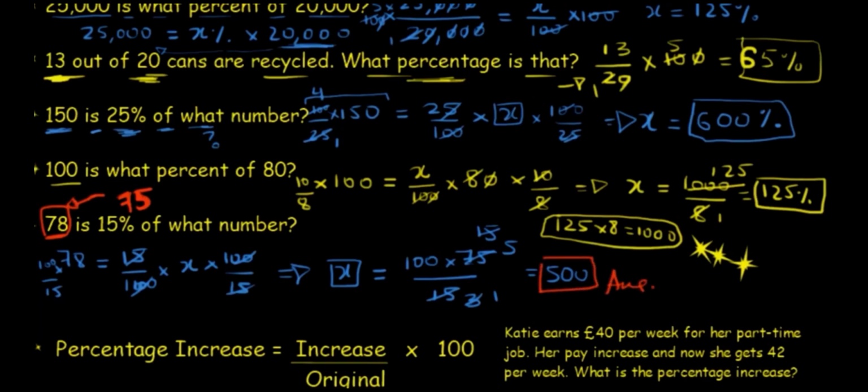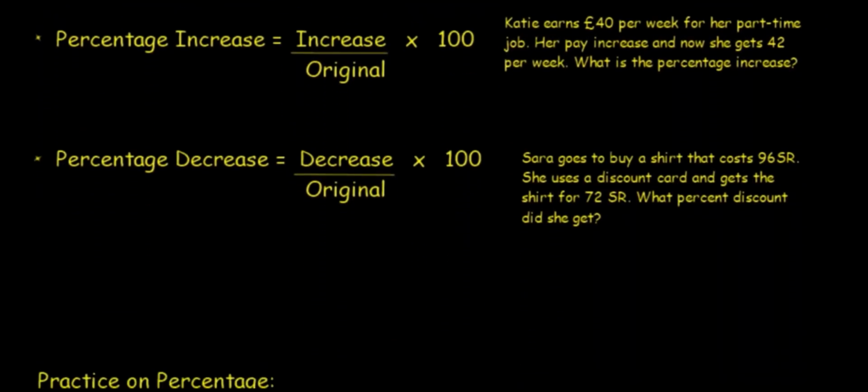It's like I'm racing against time. There's so much to do and so little time. Next thing that we need to know is the percentage increase and the percentage decrease formulas. Whenever anyone asks you about a percentage increase, it's the increase out of the original times 100. And if they ask you about the percentage decrease, you work out the decrease divided by the original times 100. Let's try these examples to know exactly what we're talking about.